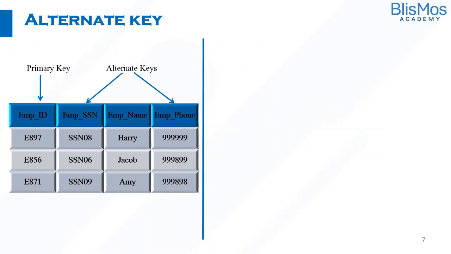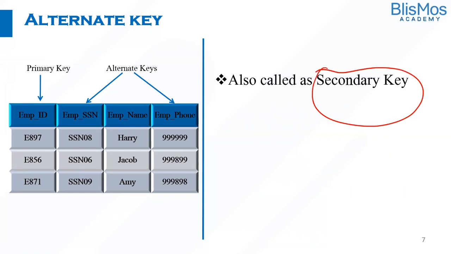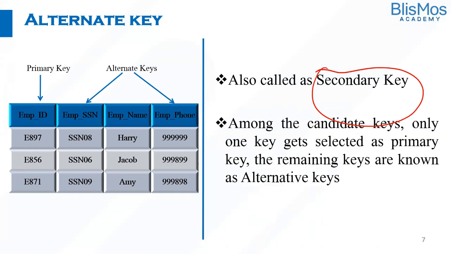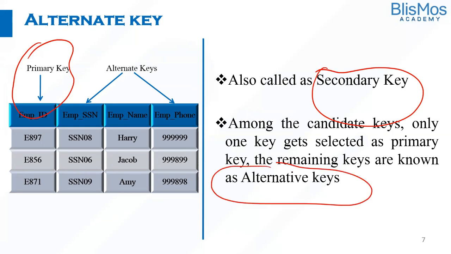Next one being alternate key. Alternate key is like a secondary key. What do you mean by secondary key? In our previous lectures, we understood first we'll come out with the super keys, then we'll come out with the candidate keys. From the candidate keys, we'll choose the primary keys. When we choose the primary key from the candidate keys, some of the other keys will be left, right? They are called alternate keys. So only one key is selected as a primary key from the candidate keys. Remaining keys are known as alternate keys.